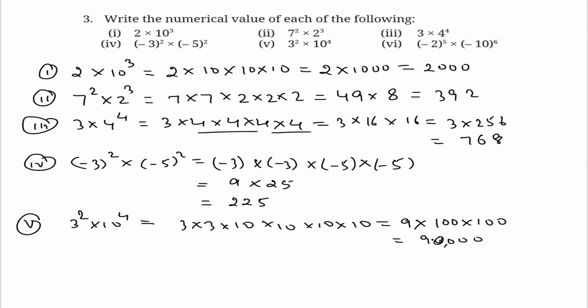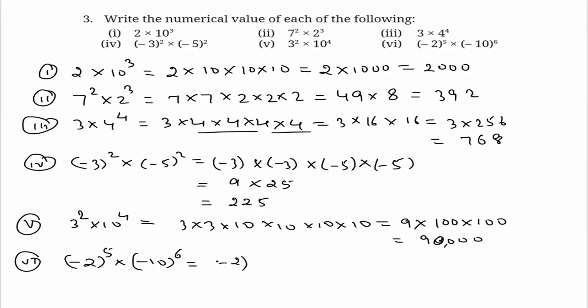Now next, the sixth question is minus 2 raised to the power 5 into minus 10 raised to the power 6. So minus 2 raised to the power 5. Now see, the negative sign will come 5 times. It means my answer will be negative. And here minus 10 to the power 6 means the minus sign will come 6 times. So this will give me a positive answer.